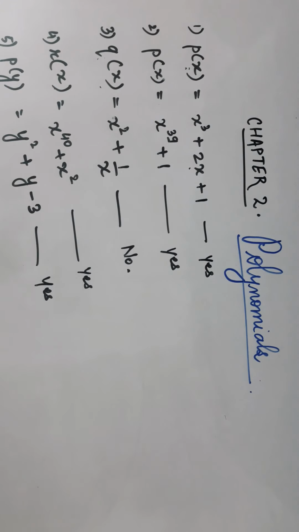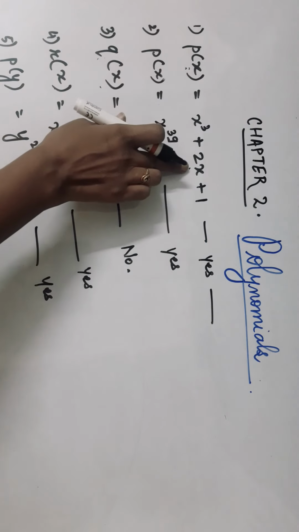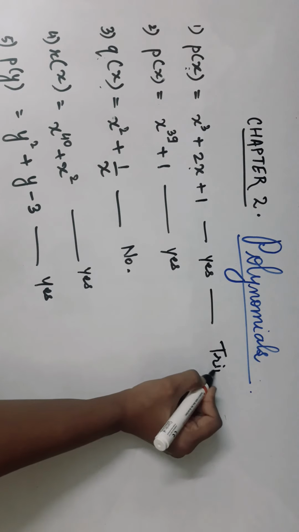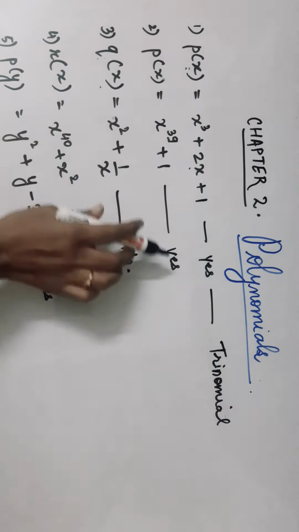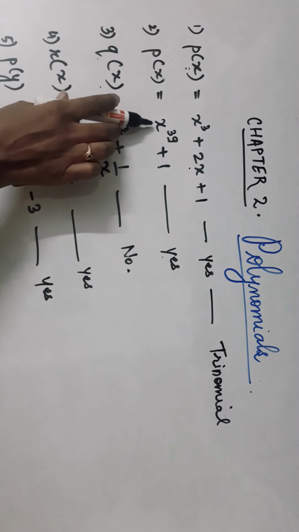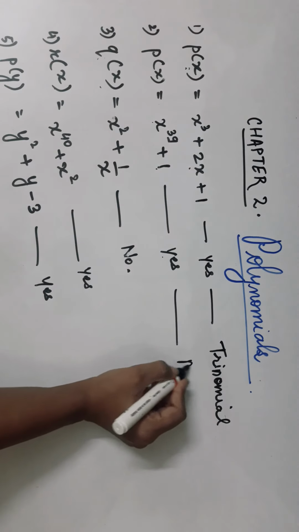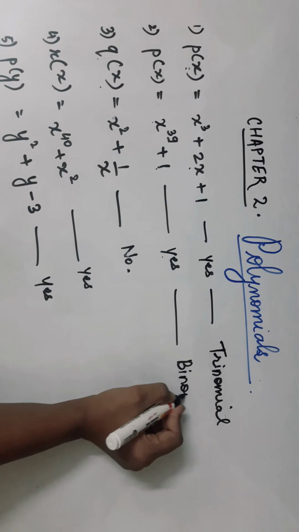Now check how many terms are there. How many terms are there? 1, 2, 3. 3 terms are there, so it is a trinomial. How many terms are there in this one? It is a polynomial. So check how many terms are there. 1, 2. 2 terms are there, so it is a binomial.